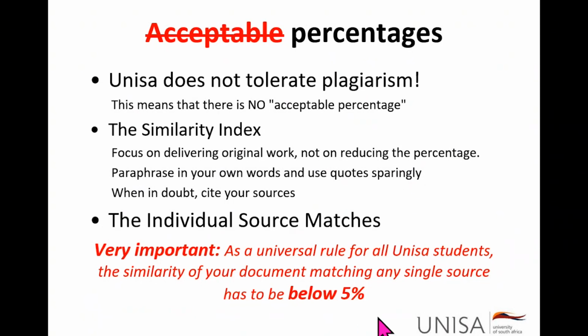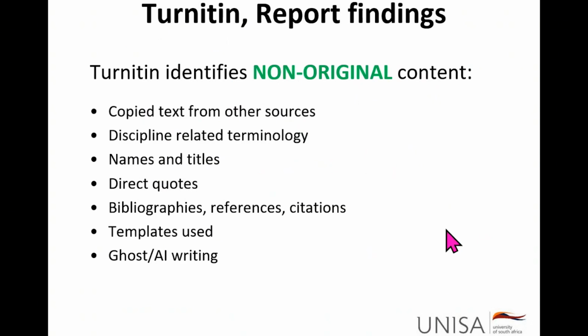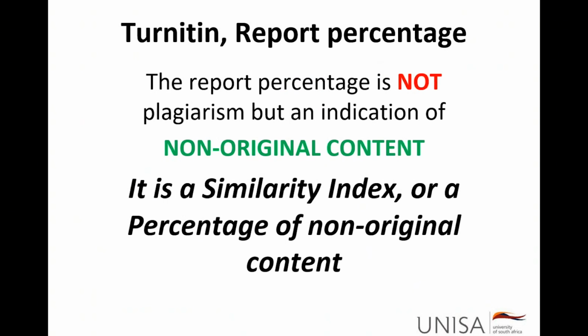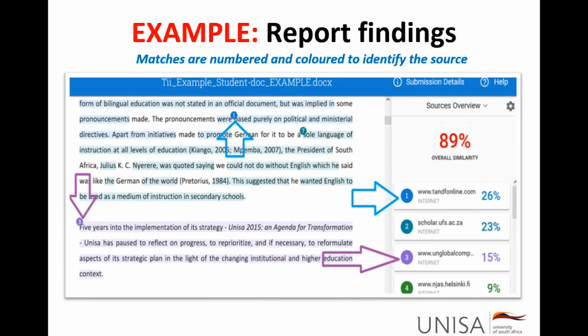So this is your guideline, and this will accommodate for all of the incidental matches. If I can quickly take you back to this slide. Remember, Turnitin will highlight everything that is not original, and the 5% grace that you have for each source would accommodate many of these things, like discipline-related terminology, names or titles or templates that you have to use, or references that get highlighted. It is accommodated within that 5% per source already, and it would help you to guard against overutilization of a specific source.